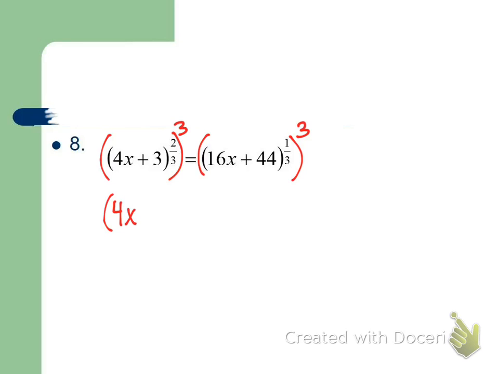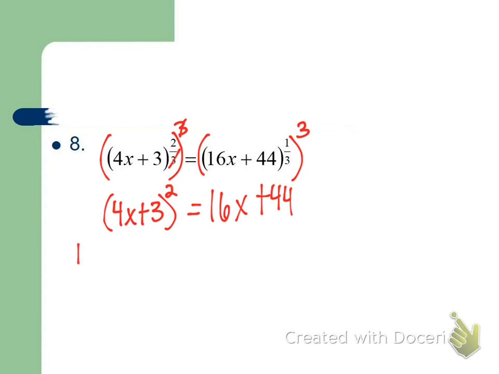4x plus 3 squared. Remember those 3's will reduce or cancel each other out, but that does still leave us with a 2 as an exponent. And on the other side, 16x plus 44. All right, we need to square 4x plus 3.